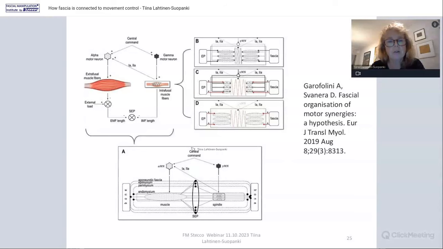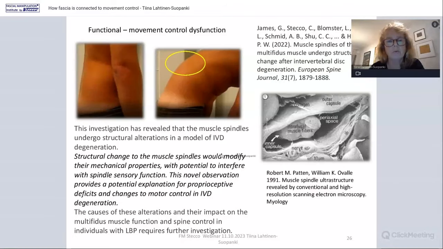Here is a nice article about these central commands and how the muscle spindle works. But I go further to this example, which is a living example of what happens around this measurement tool. These were the examples where we were really thinking about what's going on there.